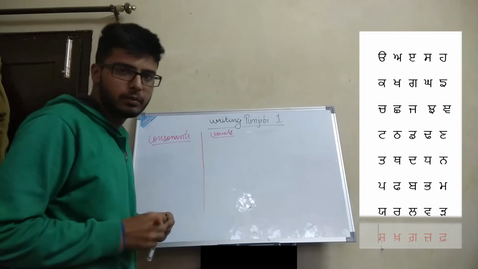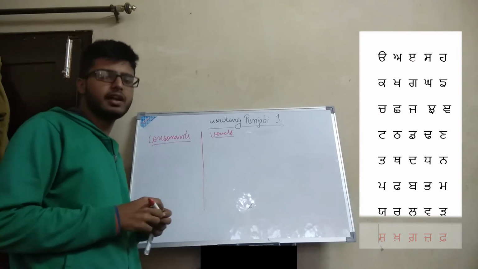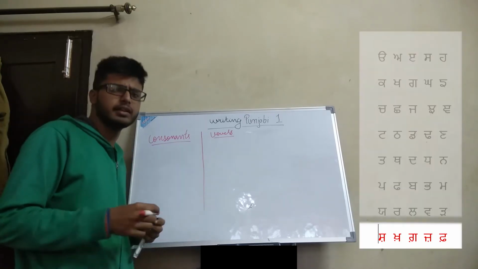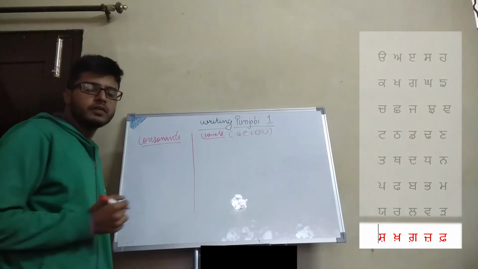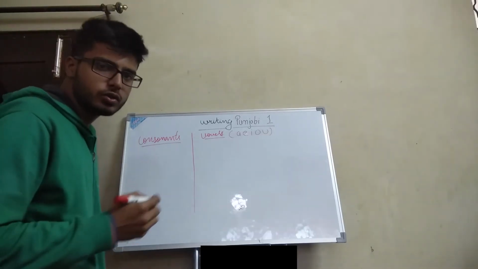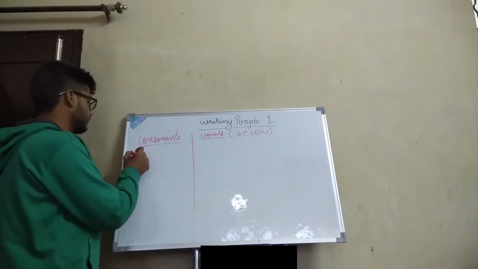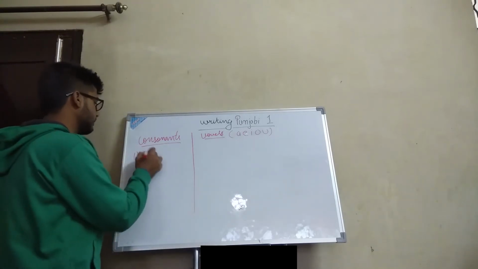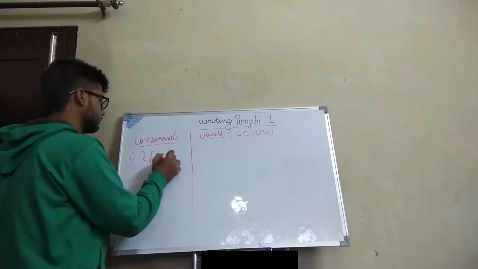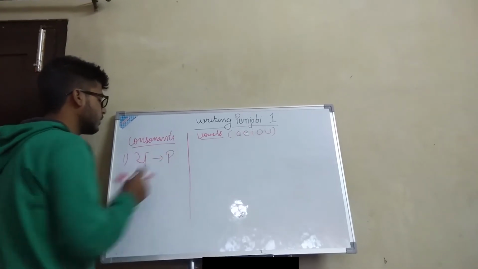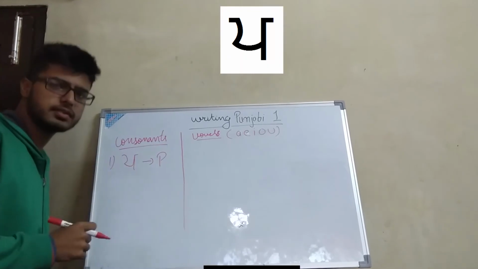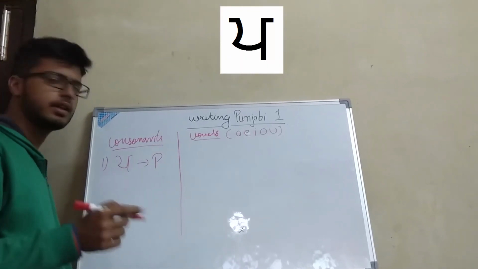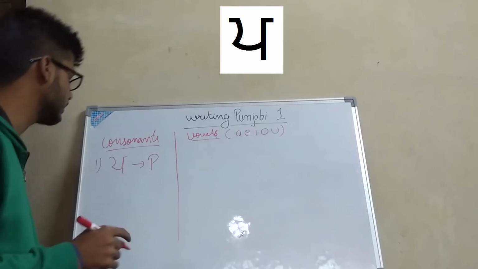The Punjabi alphabet has 35 letters and some letters that can be derived by modifying those 35 letters only. So the first consonant that I am going to teach you is P. This is how we write P in Punjabi. It has sound very similar to the English P. Don't worry about its name. I'll let you know the name of all the consonants at the end of this video.